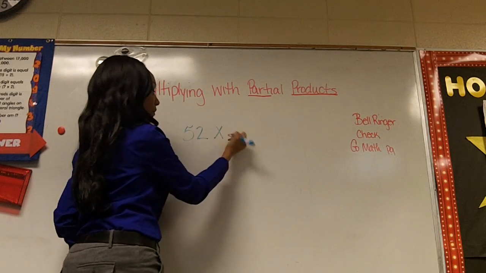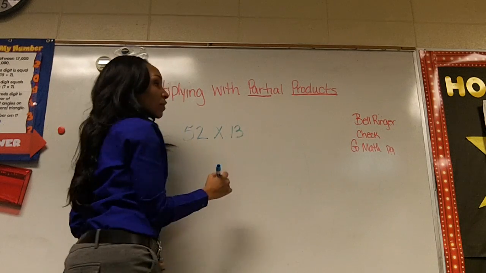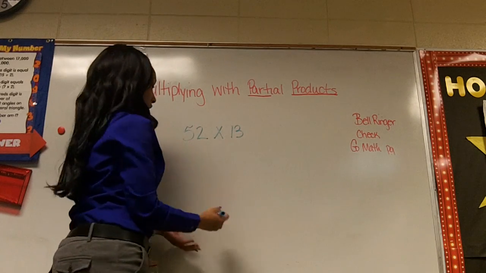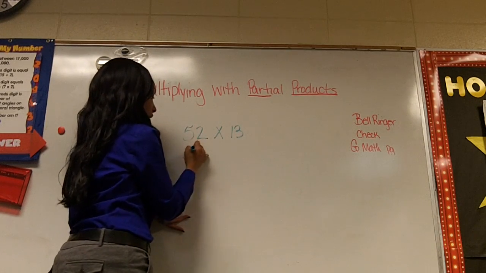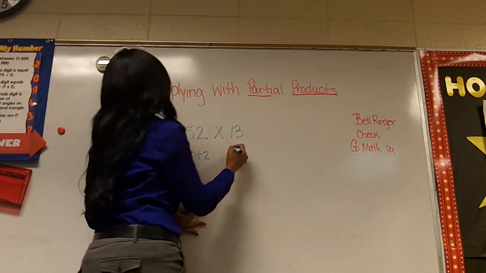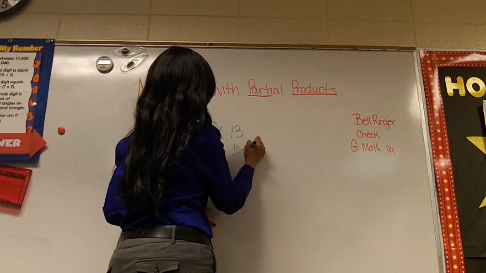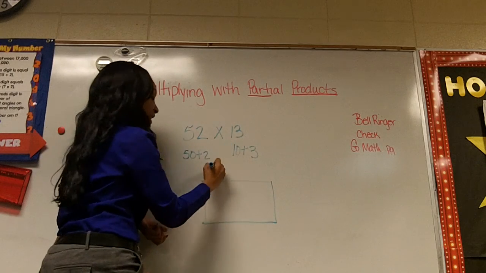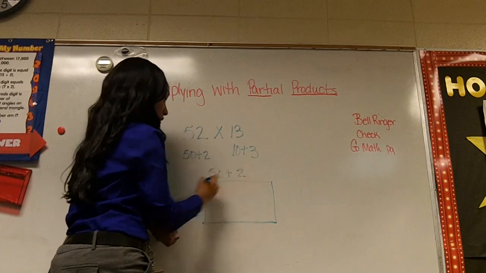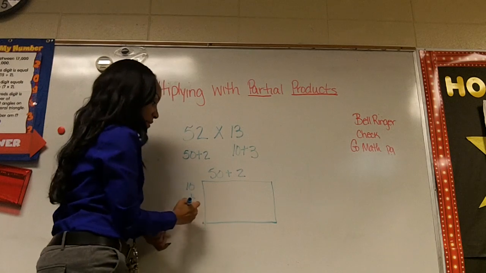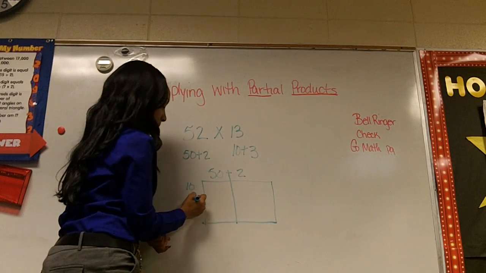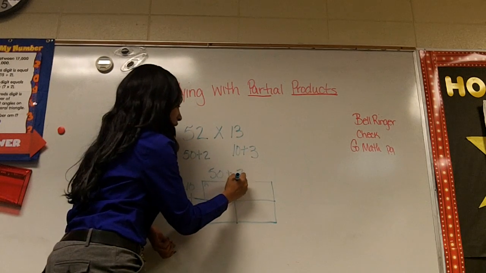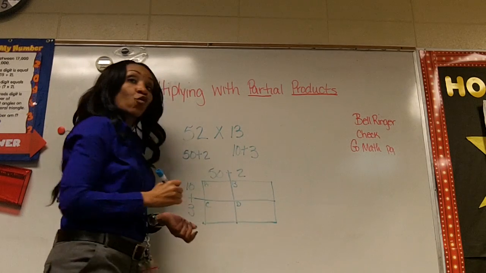52 times 13. Once again, I want to take my factors that I'm multiplying, and I want to break them apart by place value. So 52 is the same as 50 plus 2. And 13 is the same as 10 plus 3. I'll draw my rectangle, put my place value amounts, one across the top, one along the side. Each time I draw my plus signs, I'm going to draw a line. I'm going to go ahead and label to help me keep my things in order.